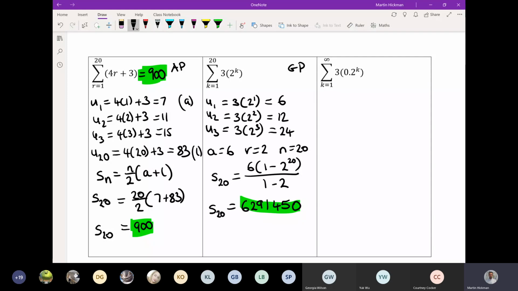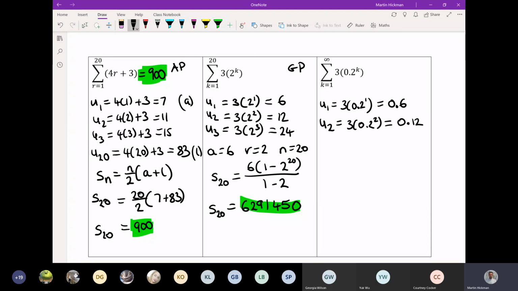The final example of these 3 is this here. So let's have a look at what happens when we put in the first term. The first term, I just get 0.6. The next term, I just get 0.12.